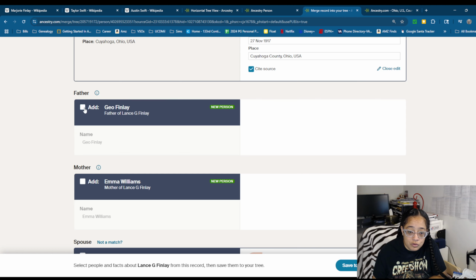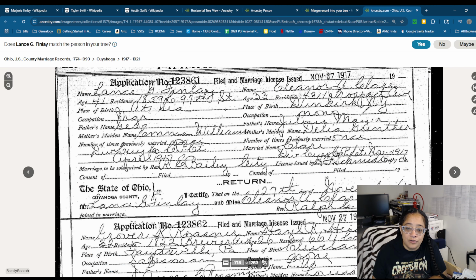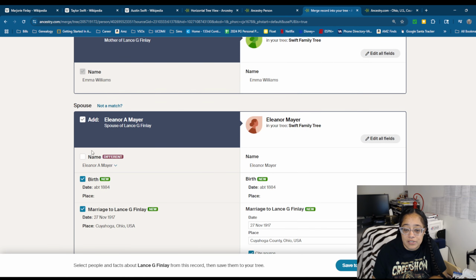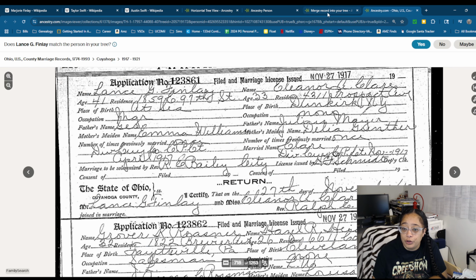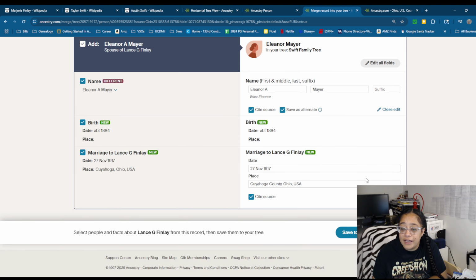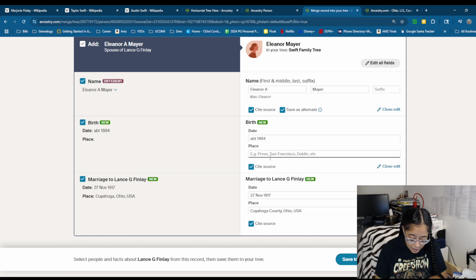The father, George, is usually short for George. It just says Geo here. Emma Williams was his mother. We actually have Eleanor A. Mayer saved earlier. I don't know if y'all remember, but we do. But it says, oh, we don't have that. We have Eleanor A. Clare saved. So this one we are going to do bloop as an alternate, and then we're going to hit that pencil and put the placeholder in for the birth. And we're going to hit save to tree.